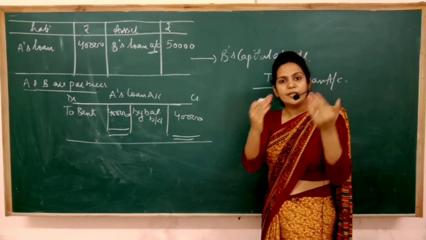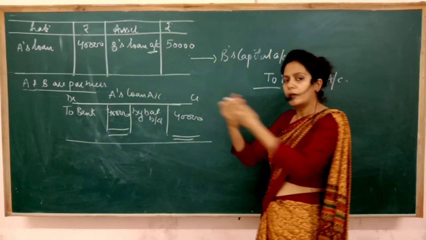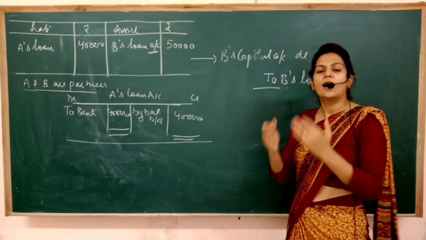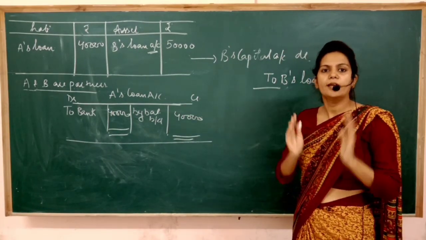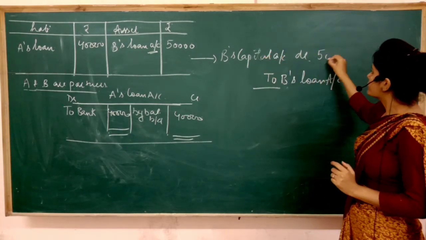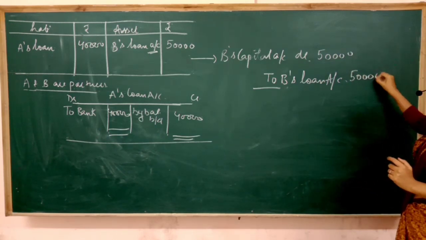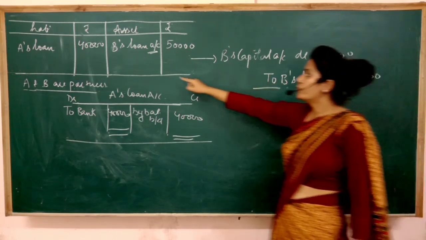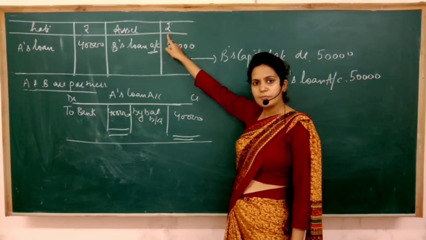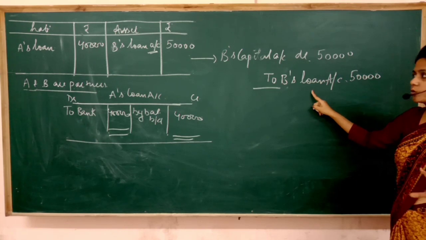Reason: because B has to pay off this money to the firm, right? So the firm says you give it to us, but we reduce your claim in the firm, the capital that is due to you, by 50,000. So this is going to be the entry. B's loan, being on the asset side, has a debit balance. Credit happened, it means B's loan account has been closed now.